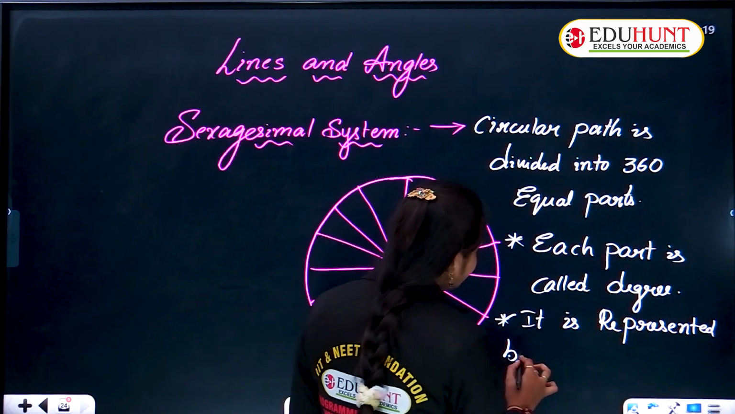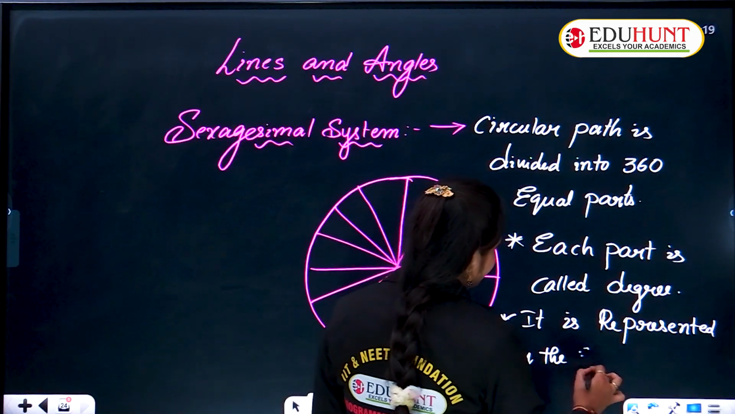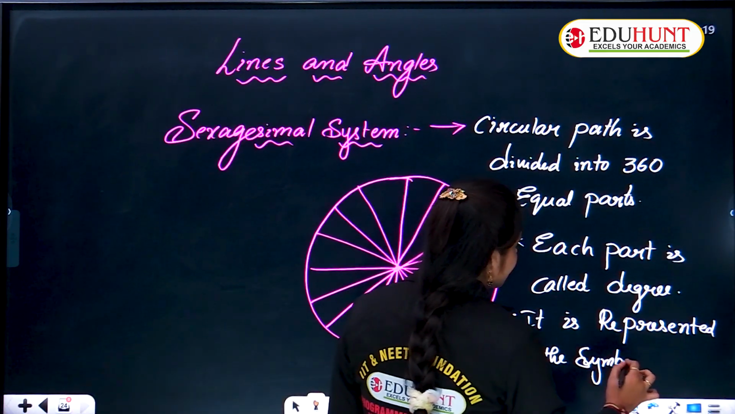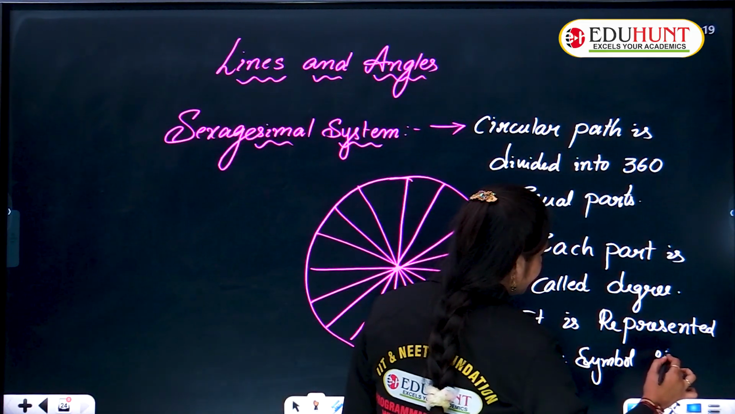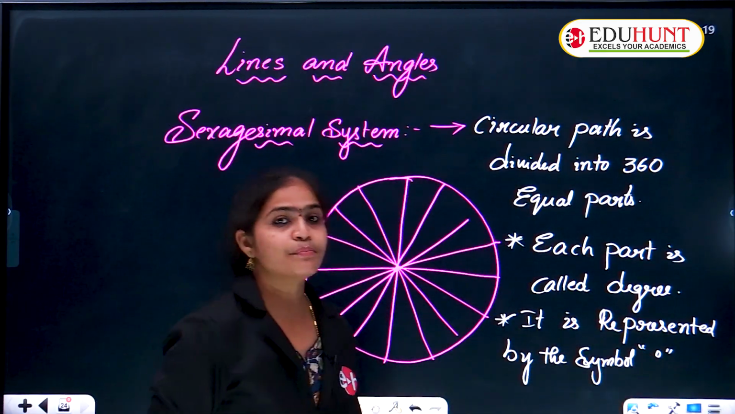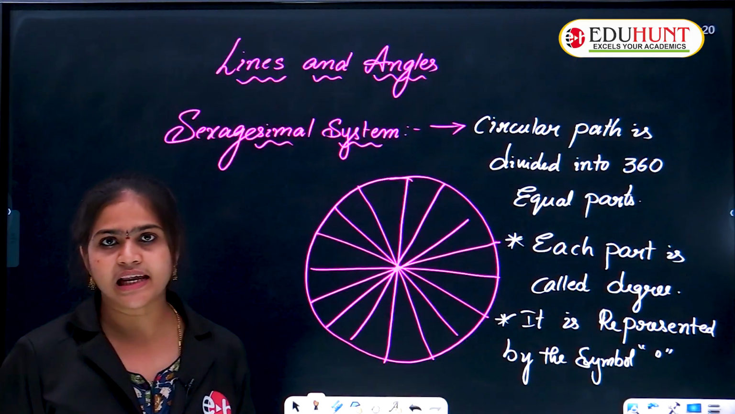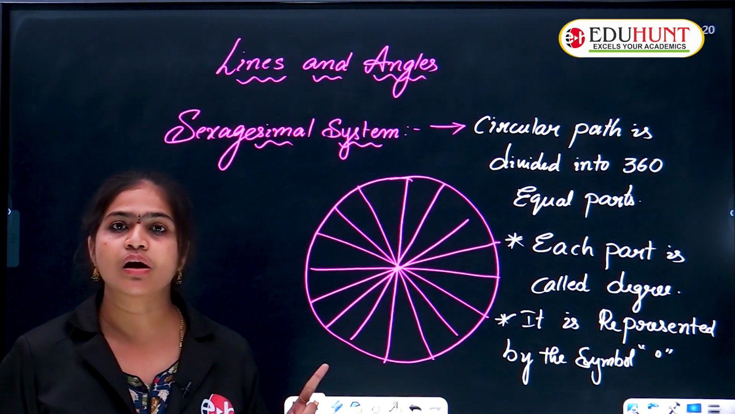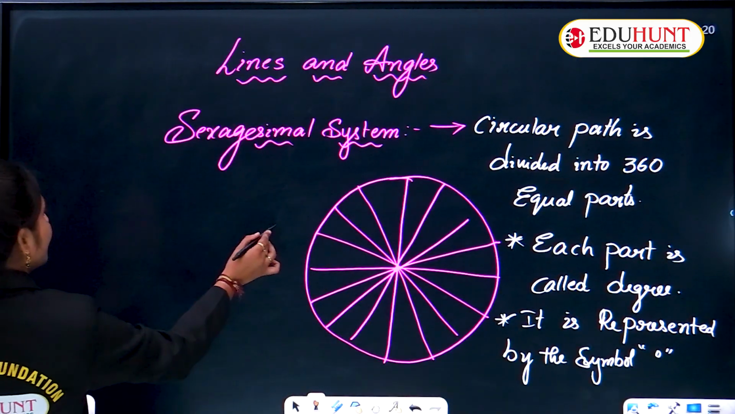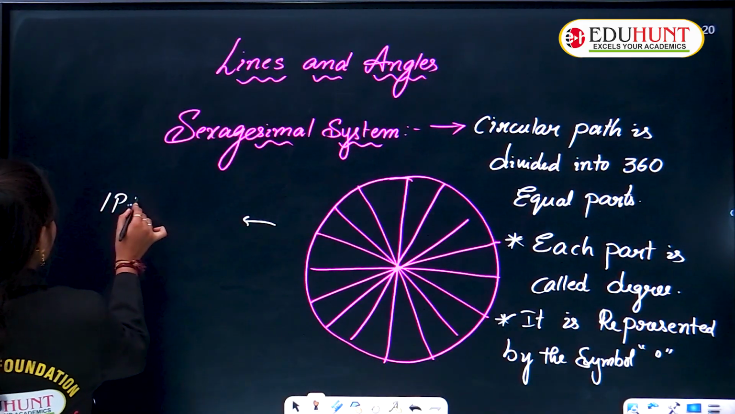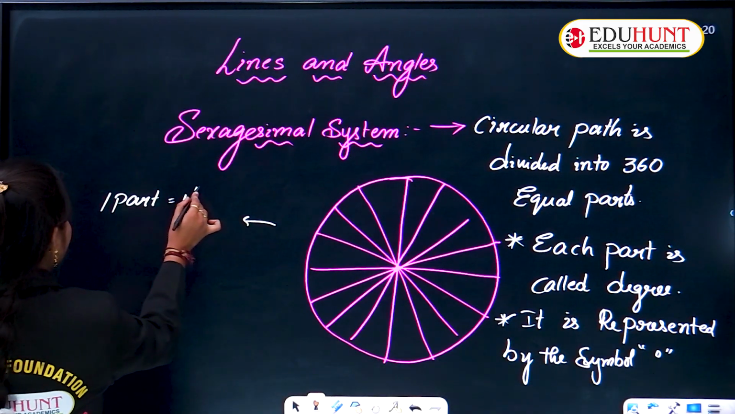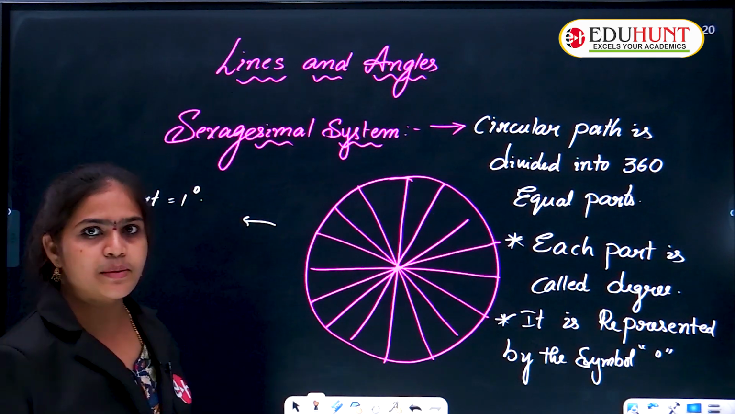the symbol, a small circle like this. This is the symbol of degree. We read this as 1 degree, 2 degrees, like that. One part is equal to 1 degree. Understood? This is the representation.